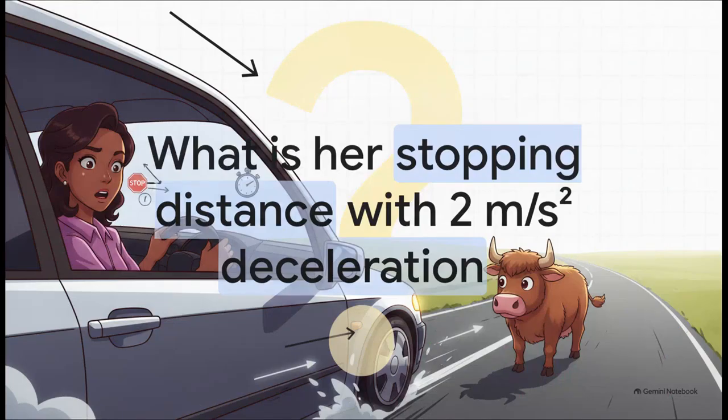Let's put this into practice with a real-world scenario. Imagine Selena is driving along at a velocity of 10 meters per second. Suddenly, a cow wanders into the road, which means she needs to stop, and fast. If the deceleration of the car is a constant 2 meters per second squared, what is the distance her car will cover before it safely comes to a complete halt?